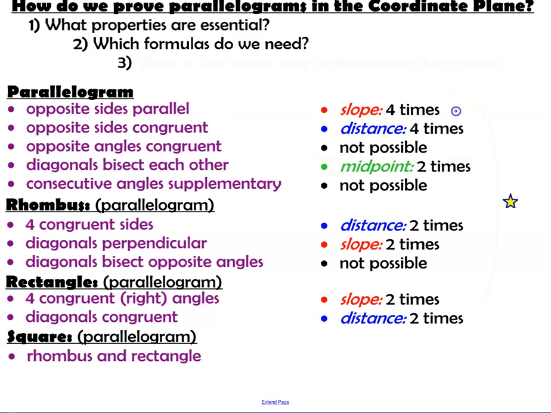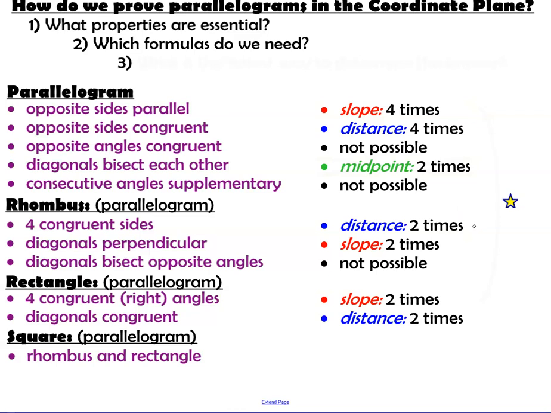We could use the slope formula 4 times to prove opposite sides are parallel, and the distance formula 4 times to prove that the opposite sides are congruent. It's not possible to prove that opposite angles are congruent. We could use the midpoint formula 2 times to prove diagonals bisect each other. And again, it's not possible to prove that consecutive angles are supplementary. Once you have proven that a quadrilateral is a parallelogram, next, let's move on to do a rhombus check.